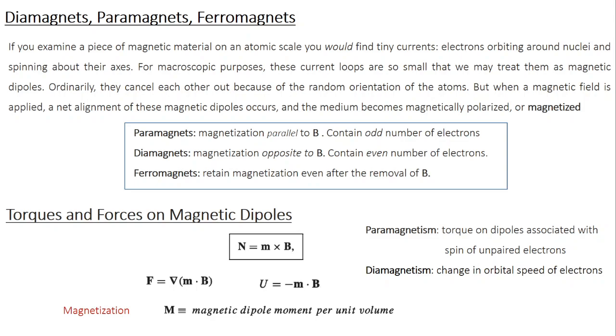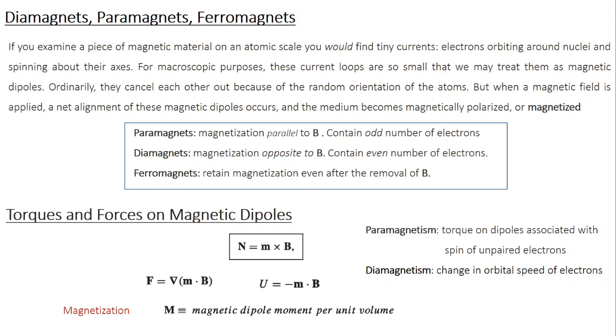When you place a diamagnet in an external magnetic field, what happens is that the orbital speed of the electron changes due to the application of the external magnetic field. This results in a change in the orbital magnetic moment of the electron. Now this change in the orbital magnetic moment always takes place in the opposite direction of the magnetic field.